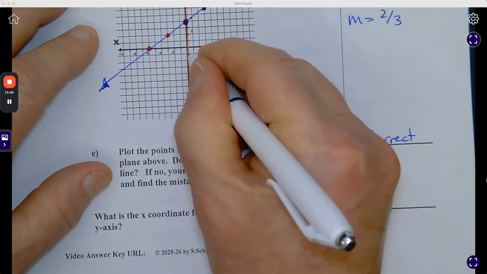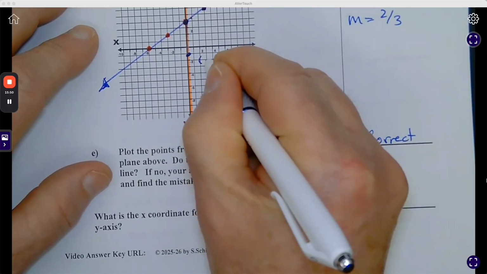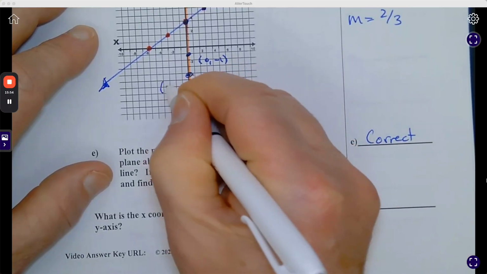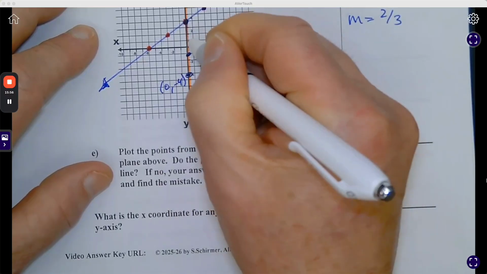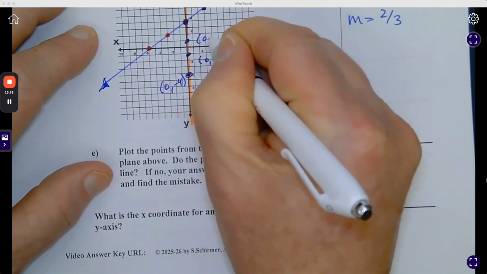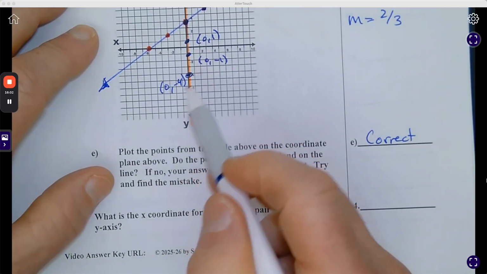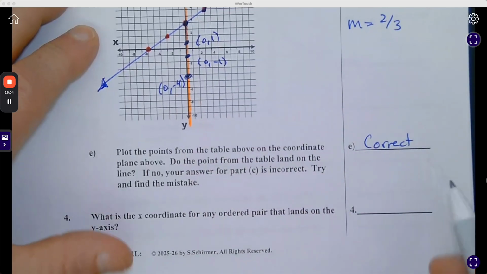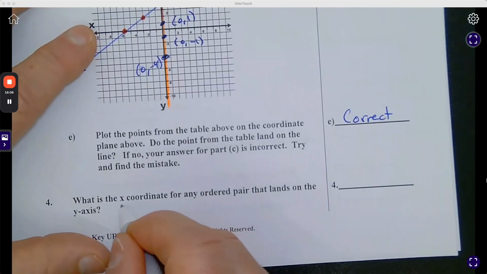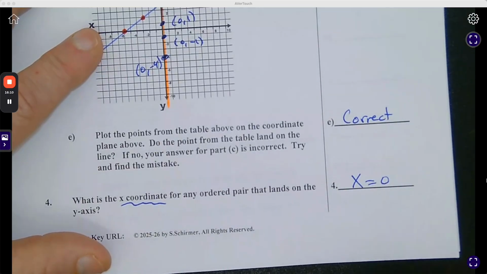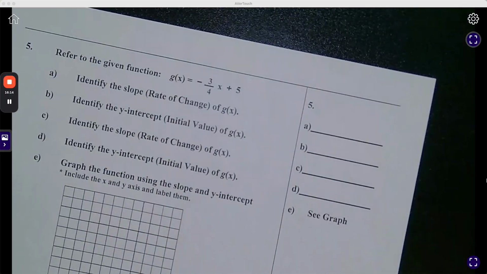So that ordered pair is 0, -1. That ordered pair is 0, -4. That ordered pair is 0, 1. What do you notice about x? x is always what? 0. Right, so notice how they're asking for the x-coordinate. So I just have to show the x-coordinate. Nice. Okay, let's go. Last one, you're doing great.